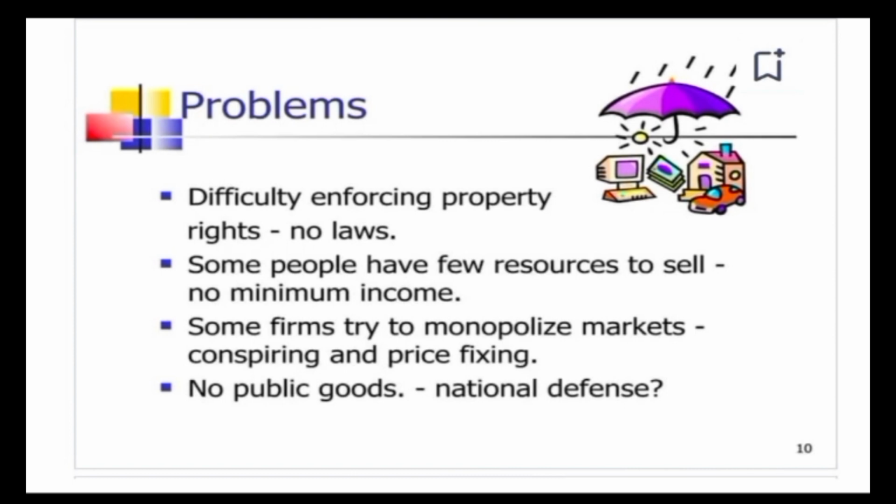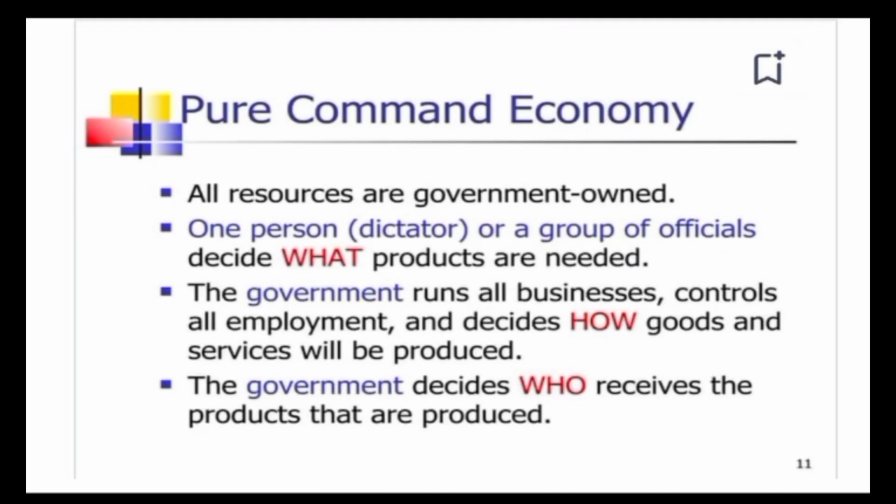Since there is no government intervention, there are no property rights. Some people have few resources to sell, no minimum income. Some firms try to monopolize the market, conspiring and price fixing. Some large producers come together and try to monopolize the market, and they do not give a place to minor sellers or producers. No public goods, no national defense. If there is no national defense, the country is constantly in danger of being endangered by the enemy.